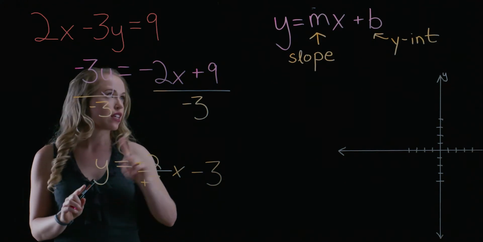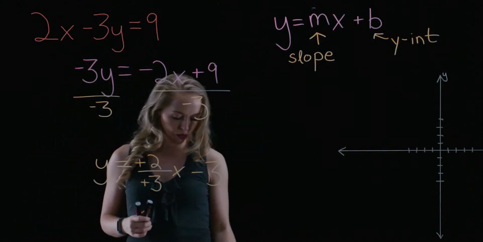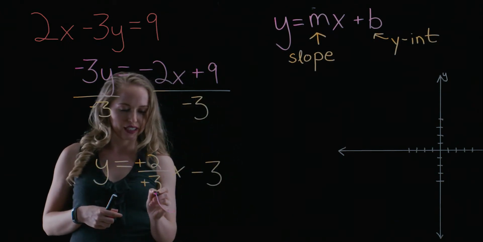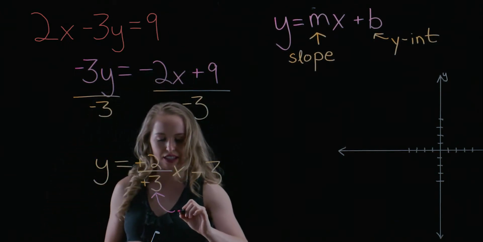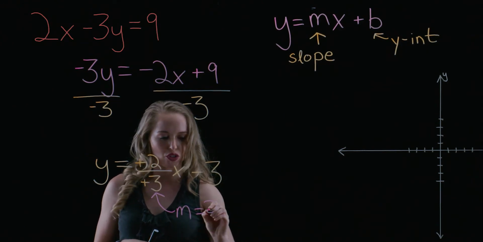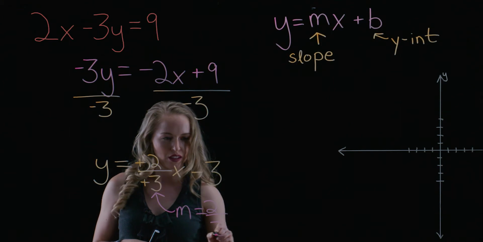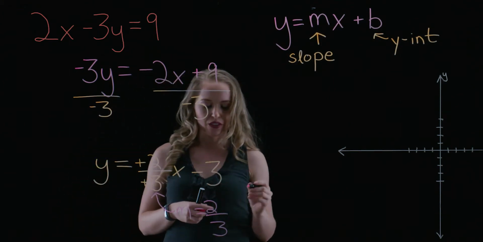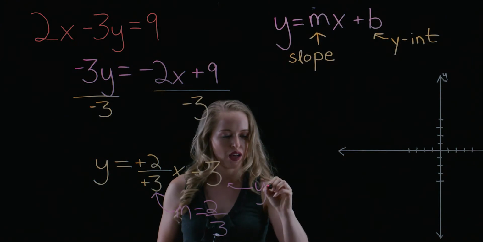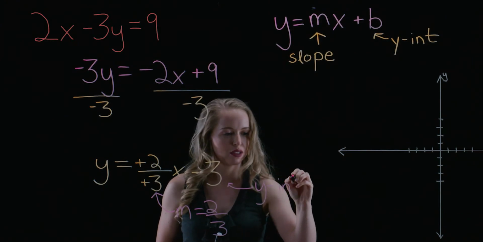So now we have successfully turned our equation into the proper format. And when it is in this format, we can very easily see this is going to indicate our slope. Our slope is 2/3. And over here, the negative 3 is pointing to our y-intercept.